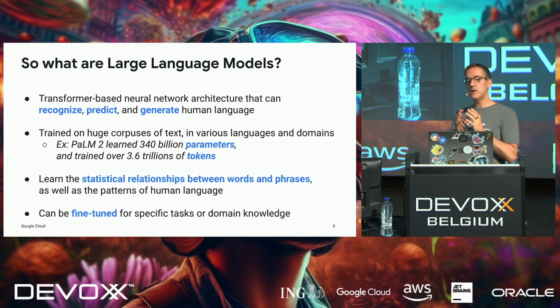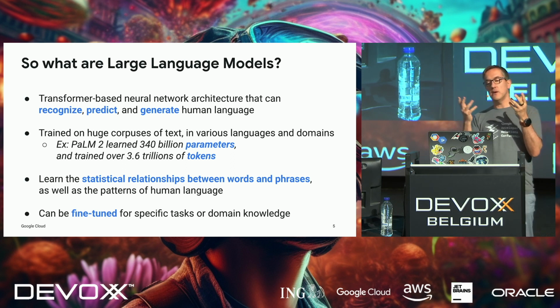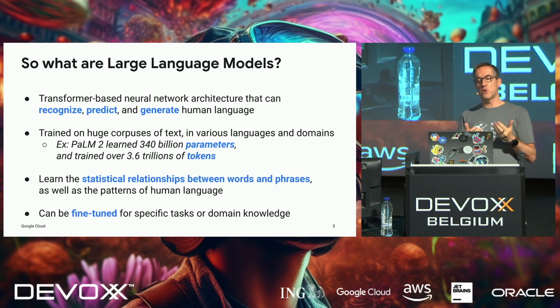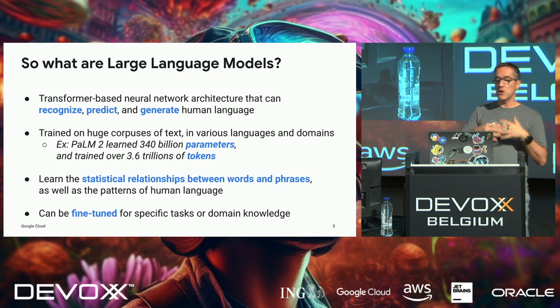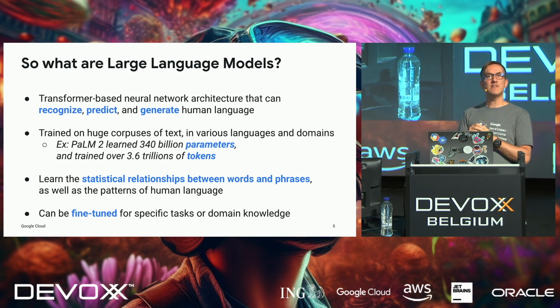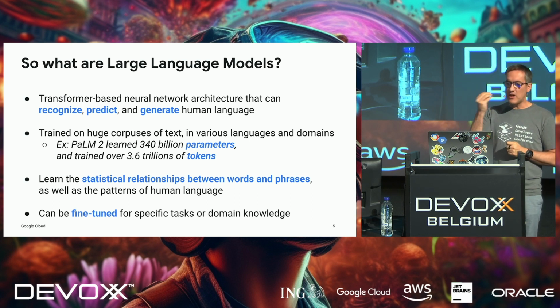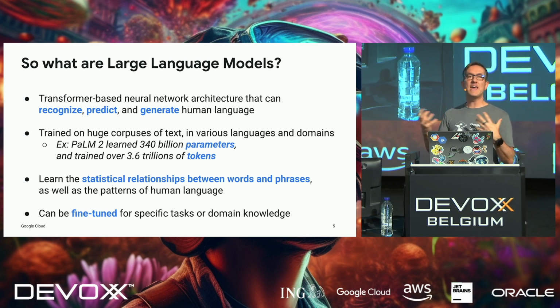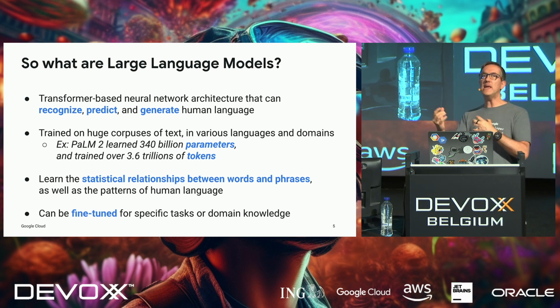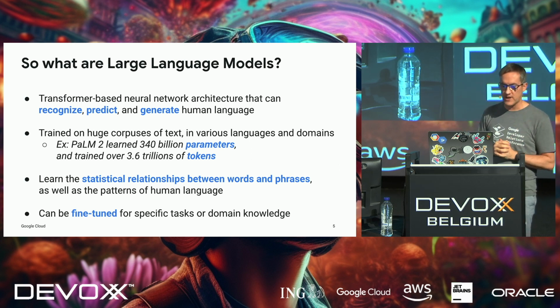So what are large language models? That's a neural network based on this transformer architecture. And the goal of those models is to recognize, to predict, to generate human language, to understand. I'm still a bit reluctant to say understanding because it feels like you're speaking of some kind of sentient being, but it's not the case. But understanding in the sense of making sense of how words relate together in a statistical fashion.